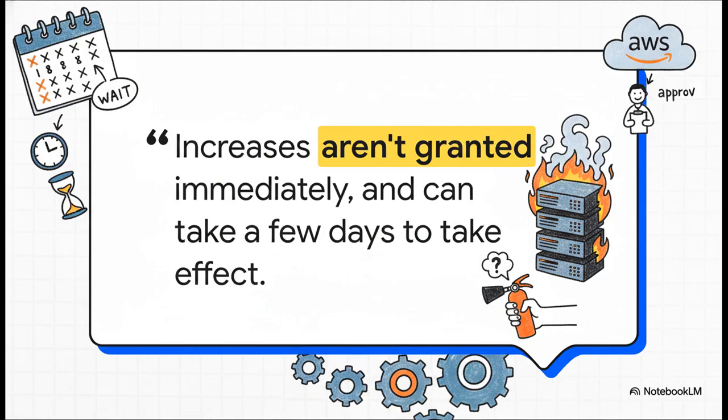But, and this is probably the most critical piece of advice in this entire thing, you must plan ahead. The AWS documentation says it perfectly. Increases aren't granted immediately. A human often has to review them, and it can take a few days for that to be approved and actually take effect. You absolutely cannot wait until your application is on fire to ask for a fire extinguisher.